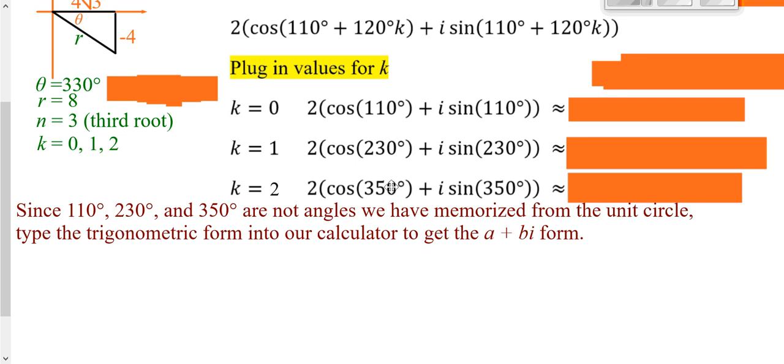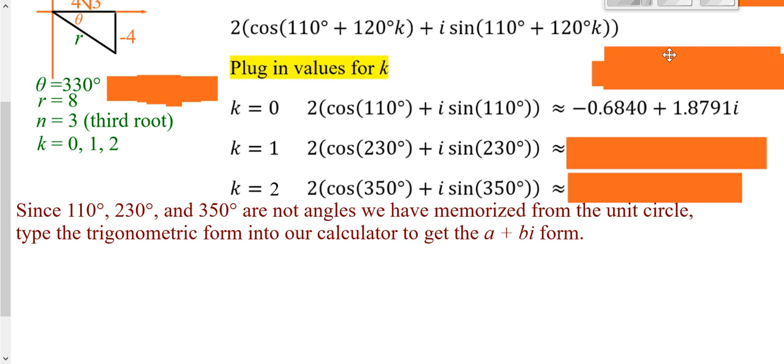from your unit circle, we're going to just type in each one of these lines all at once into our calculator. But make sure your calculator is in the a plus bi mode. So hit mode, make sure the a plus bi is highlighted. Then open parenthesis, cosine 110, close your parenthesis, plus i sine 110, close your parenthesis, and you should get this. Make sure you're also in the degree mode because you're dealing with degrees.